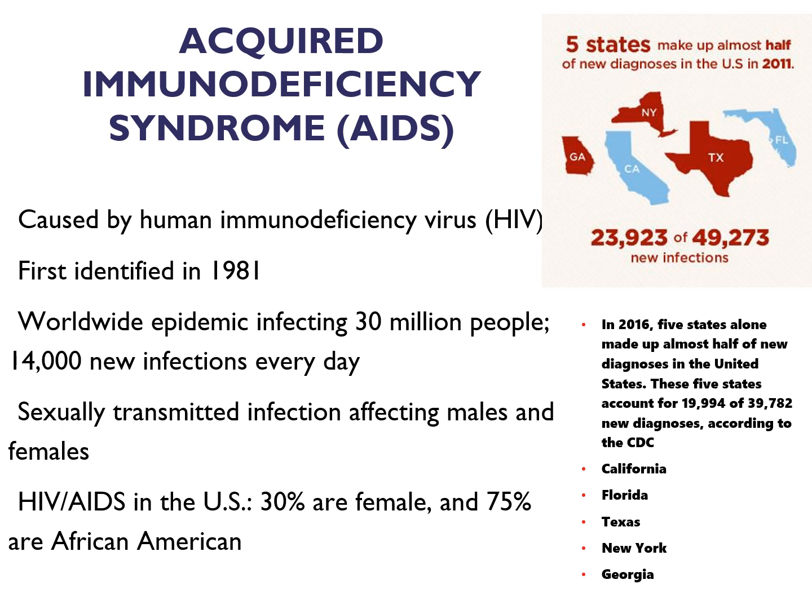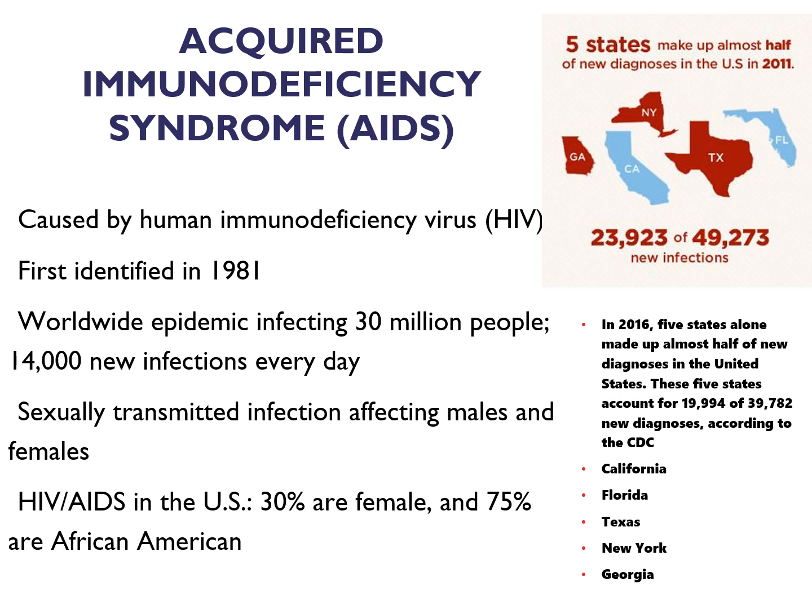It is a worldwide epidemic infecting 30 million people, 14,000 new infections every day, and right now the country where HIV/AIDS is growing the fastest is once again China. So China is facing a major HIV epidemic right now. It is considered to be sexually transmitted, infecting both males and females.